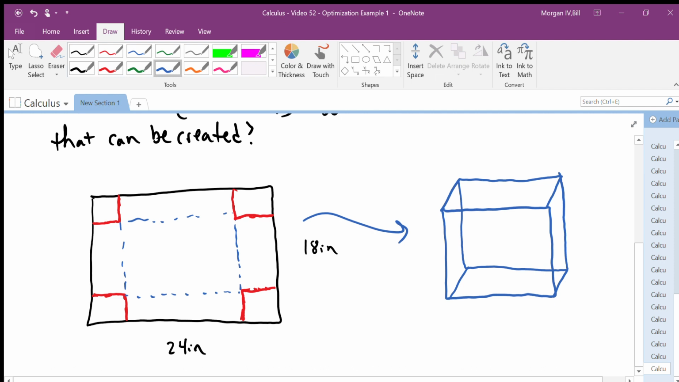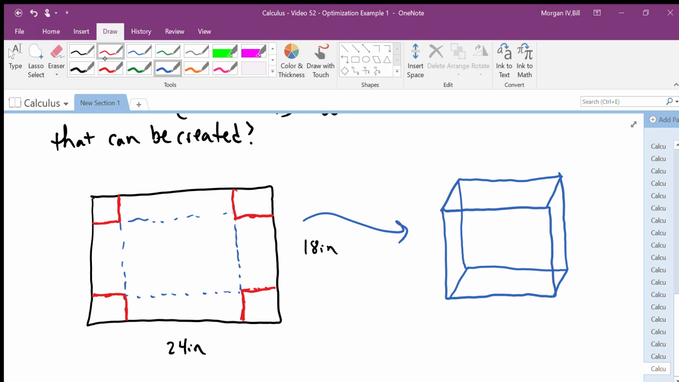I think one of the best things to do is to start getting some variables onto our picture here where we can. So things we know, things we don't know. The only thing we know right now is we have a 24-inch along the bottom, 18 inches along the side for the length and the width. And then we know we're cutting out squares in the corners.